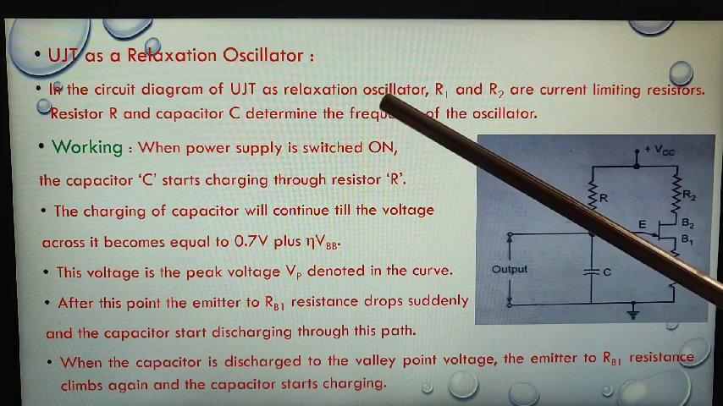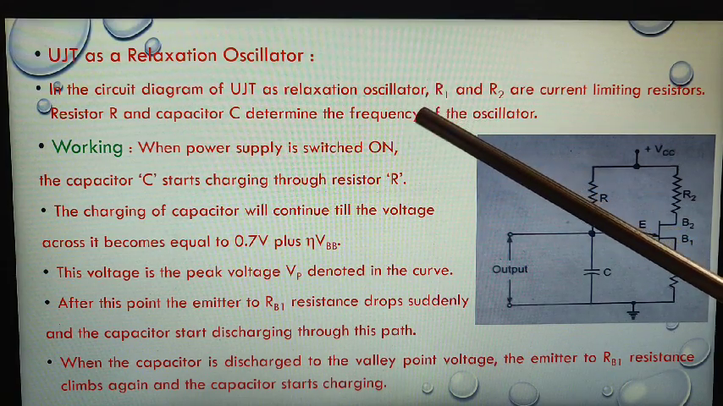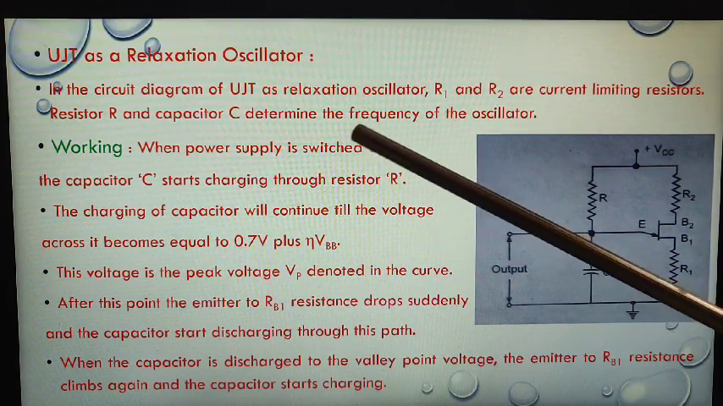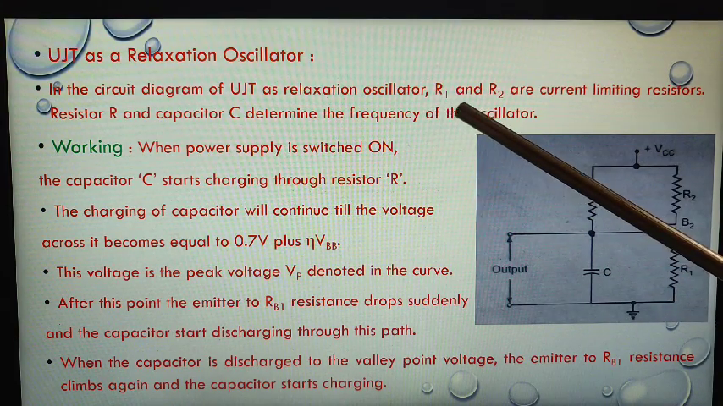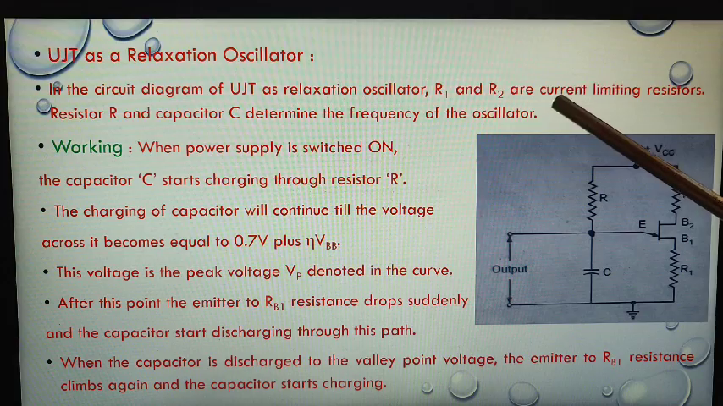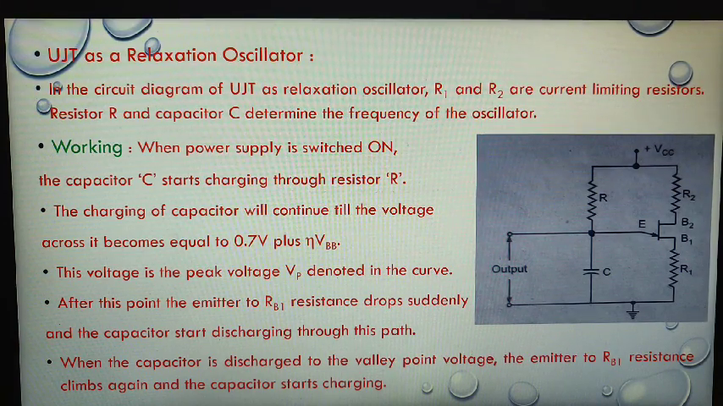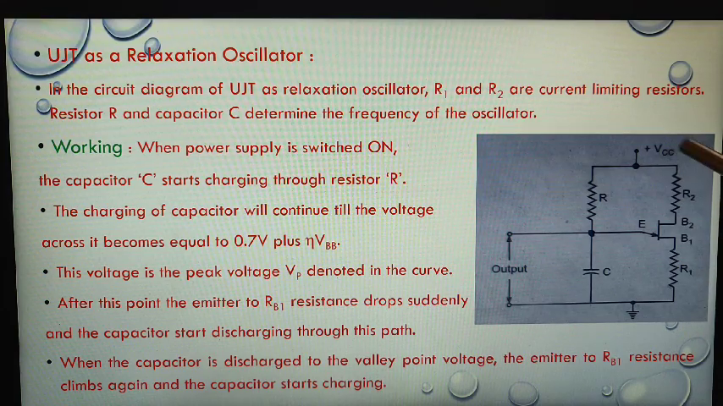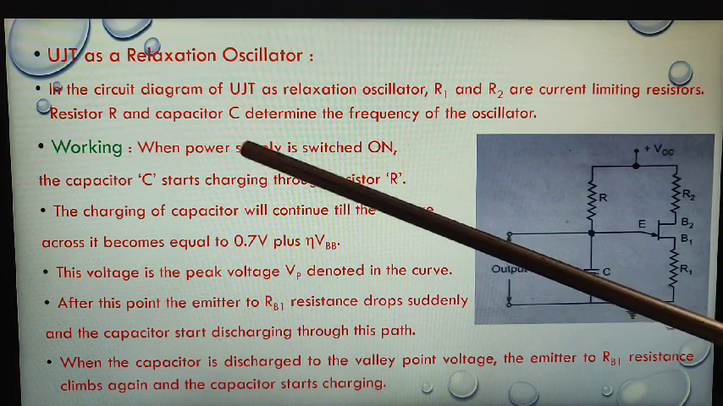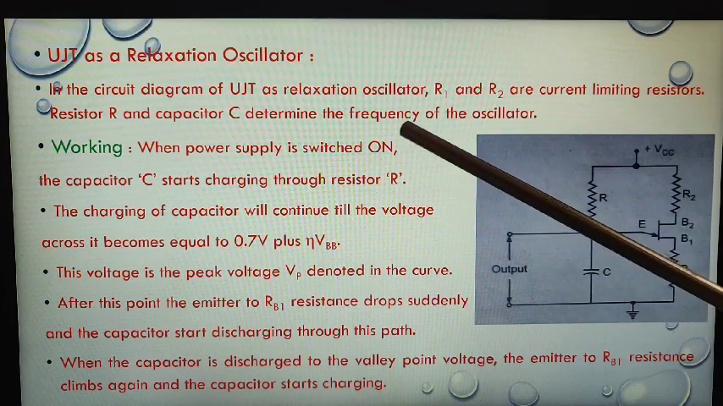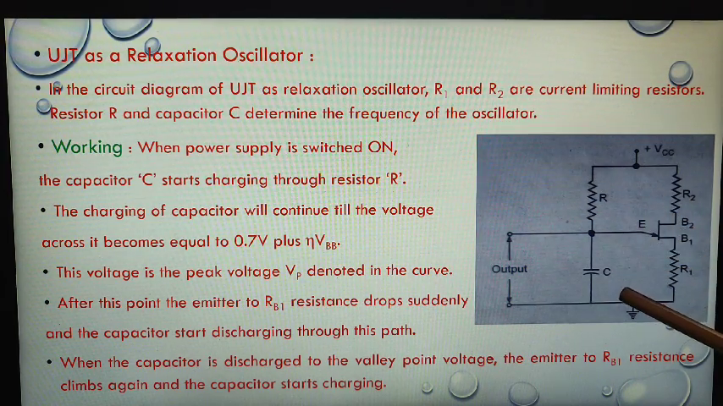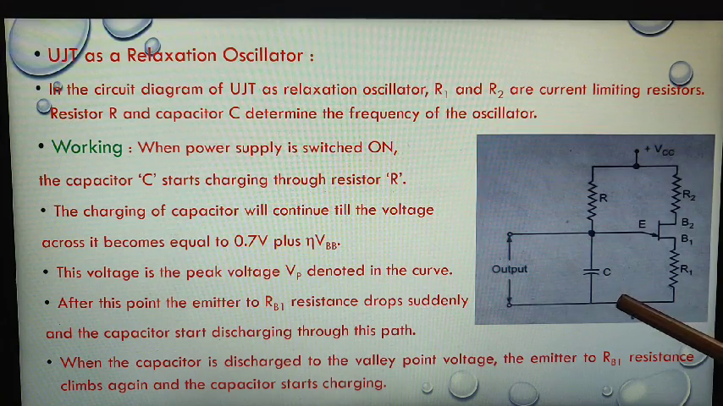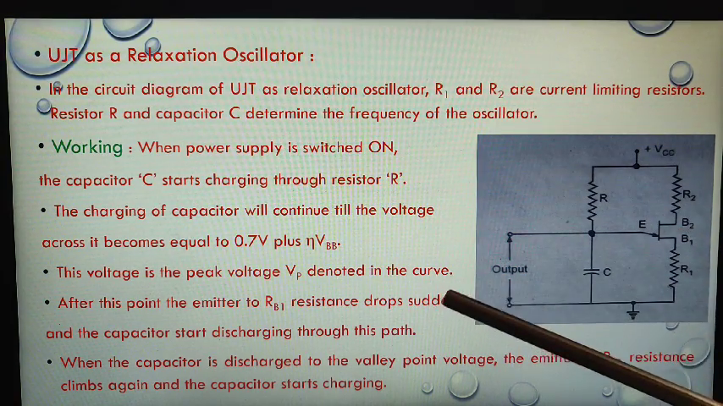Next point is UJT as a relaxation oscillator. In the circuit diagram of UJT as a relaxation oscillator, R1 and R2 are current limiting resistors. Resistor R and capacitor C determine the frequency of the oscillator.